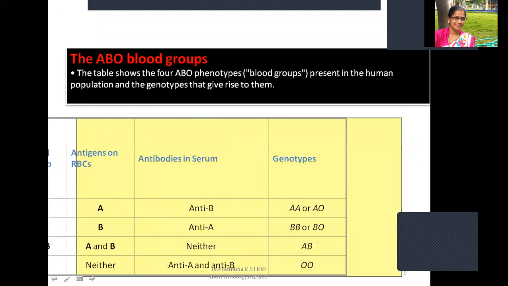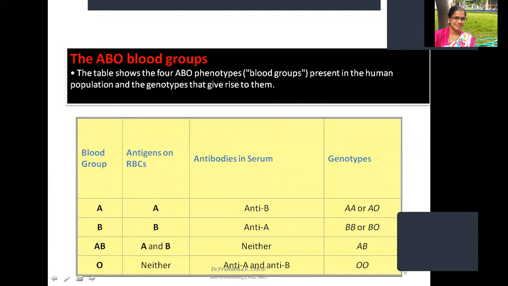So here you can see the ABO blood group system, and this table will tell you about the 4 ABO phenotypes, the blood groups present in the human population, and the genotypes that give rise to them. So you can make out, how many blood groups do we have? We have 4 blood groups: blood group A, blood group B, blood group AB, and blood group O. Antigens present on RBC. For example, if this person is A blood group, this is the RBC cell surface. Sorry, let me take red color here.